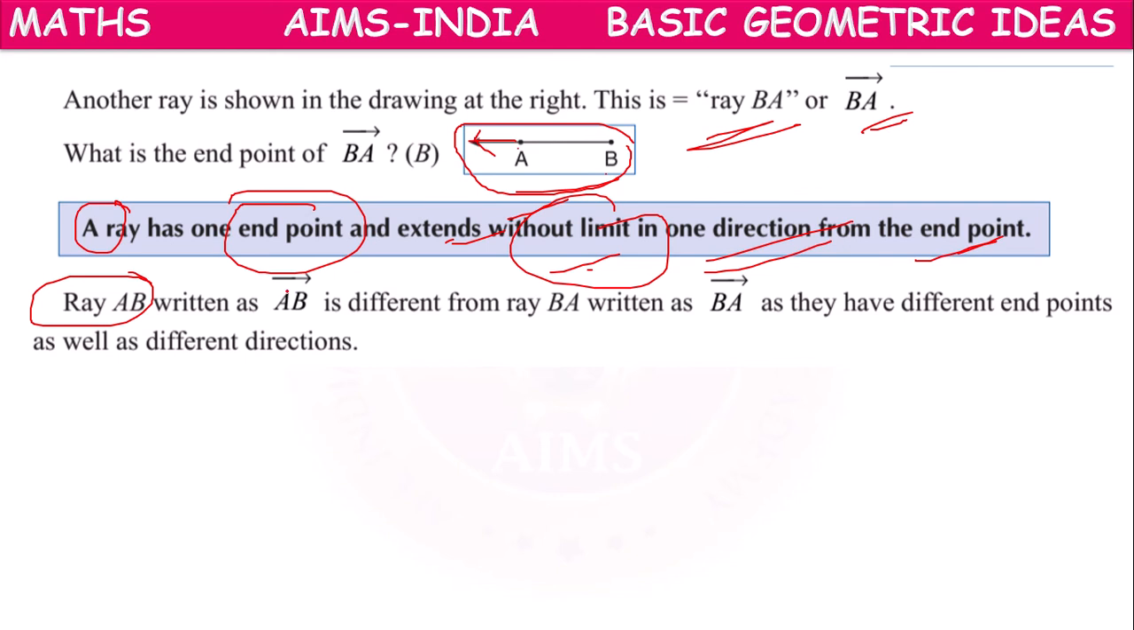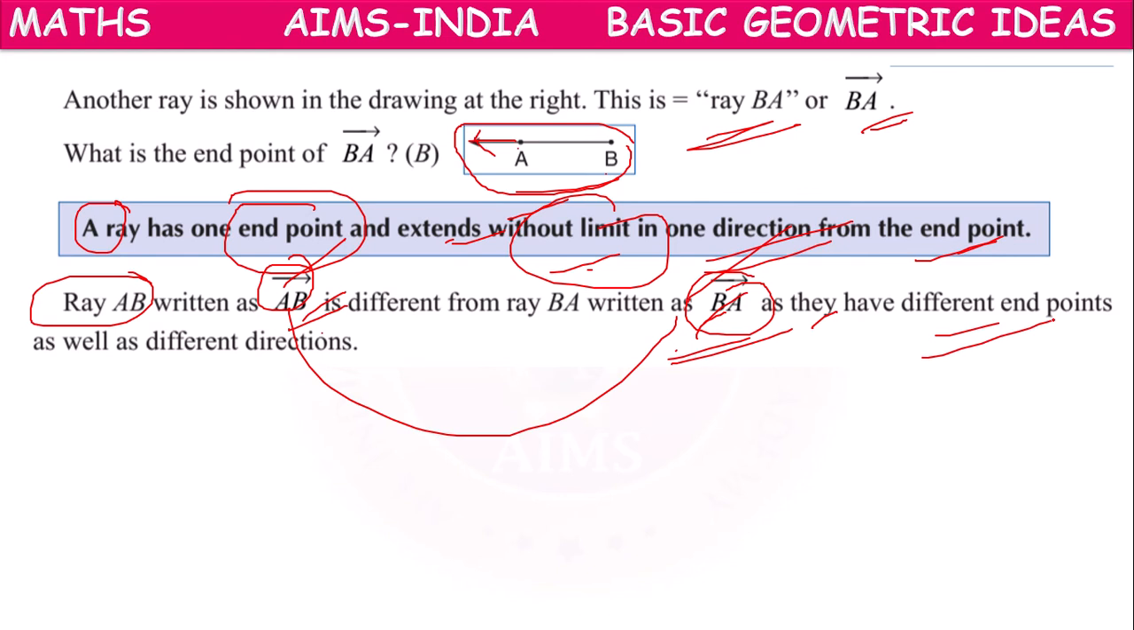So ray AB, or AB bar, is different from BA bar. Why? Because they have different endpoints. Here the endpoint is A, here the endpoint is B. One is going in the direction of B, the other in the direction of A. So that's why these two rays are different, because they have different endpoints and different directions.